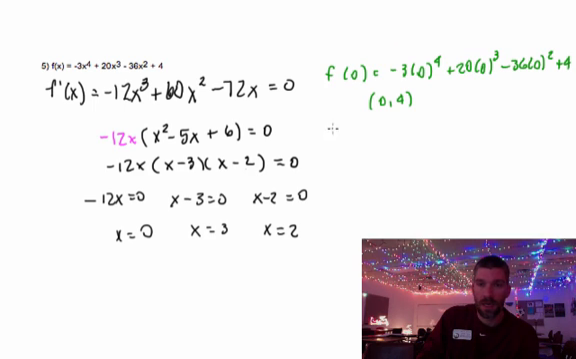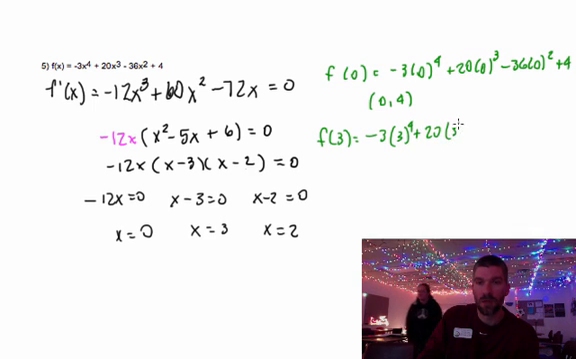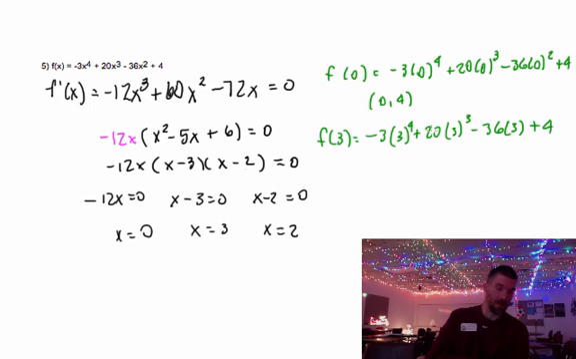Then we're going to check at 3. So I don't know if 0, 4 is a max yet or not, but I'm going to find out real quick. So I'm going to have negative 3 times 3 to the 4th plus 20 times 3 cubed. You're probably going to need a calculator. Minus 36 times 3 plus 4. So if you'll just punch that into your calculator, we'll find out exactly what we've got here.